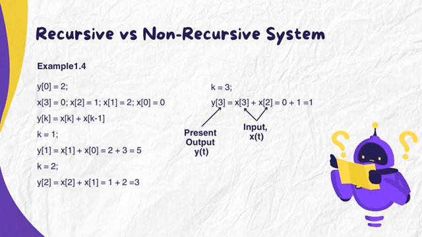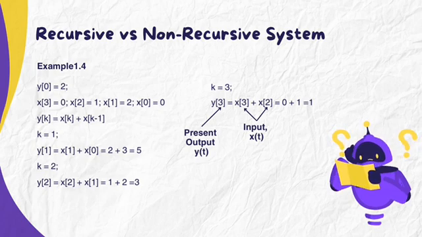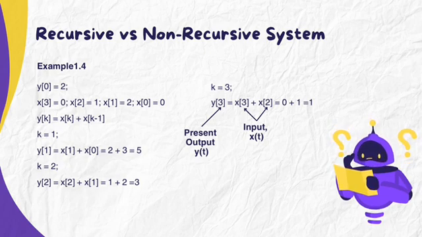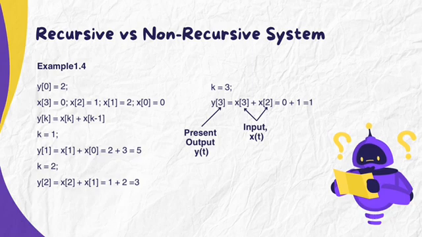In this example, the system is defined by the equation y[k] = x[k] + x[k-1], which means the output at index k depends only on the current input x[k] and the previous input x[k-1]. The given values are y[0] = 2, x[0] = 0, x[1] = 2, x[2] = 1, x[3] = 0.